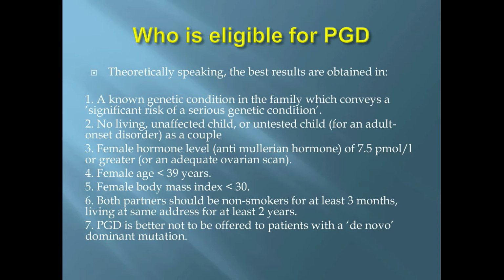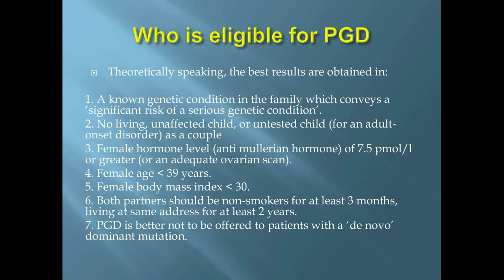In some centers, eligibility for PGD is very strict. Theoretically speaking, the best results are obtained in a known case of genetic condition in the family, which conveys a significant risk of a serious genetic condition, with no living unaffected child, or untested child for an adult onset disorder as a couple.